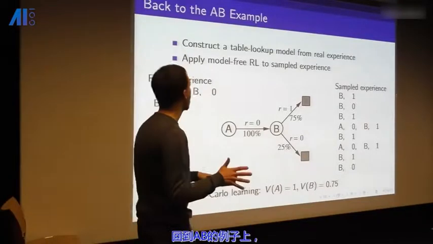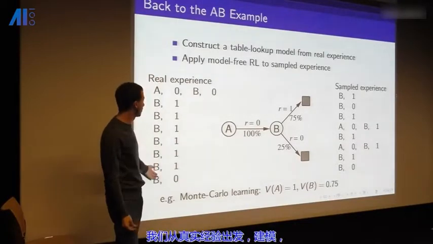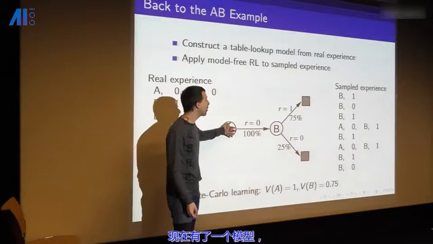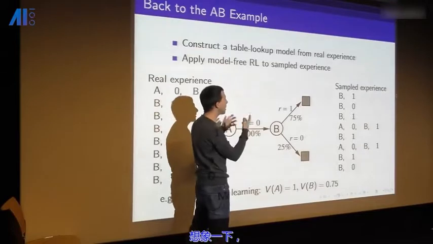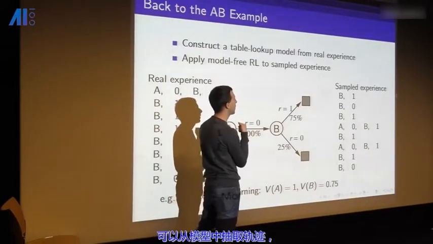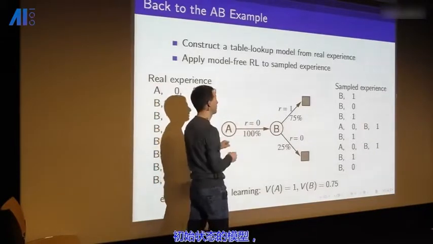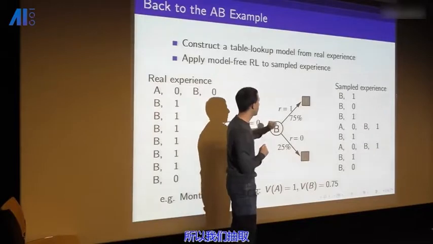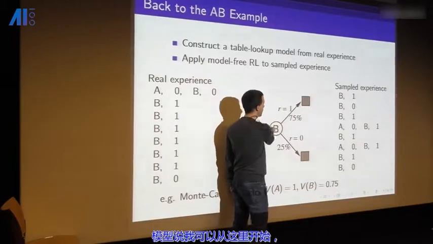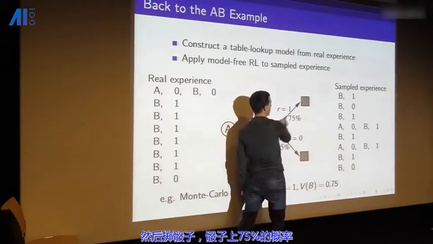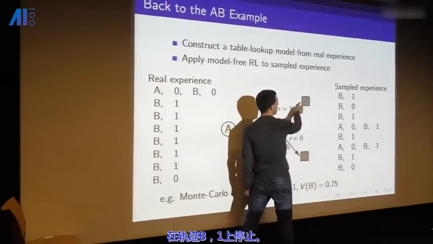So let's go back to our AB example. What would it look like here? We started off with this real experience. We generated a model. And now we've got this model, we can use it to sample experience. So let's imagine now that we could sample what happens. We could sample some trajectories from this. The model should also include some model of where you start in this case. So let's say we sample our first trajectory and say, okay, the model says I'm going to start here, and we roll the dice, and the dice says, okay, we should follow this 75% here, and we end up with a trajectory that says B1.